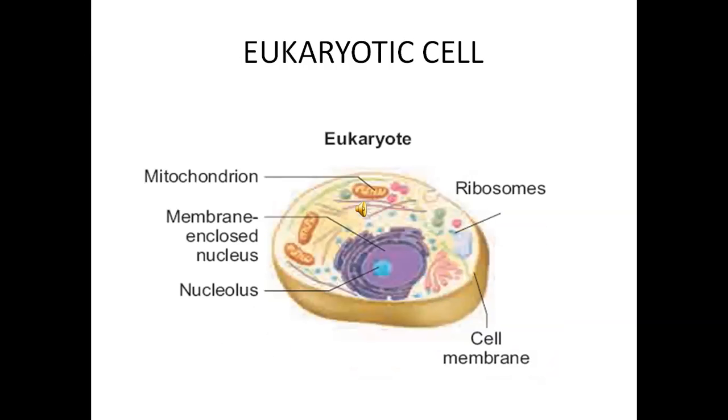Next one, eukaryotic cell. A cell which has a true nucleus is called a eukaryotic cell. It is bigger than a prokaryotic cell. Its organelles are bounded by membranes. For example, plant cells, animal cells, most of the fungi and algae cells. And the eukaryotic cell is given here. The parts of the eukaryotic cell are mitochondrion, membrane-enclosed nucleus, nucleolus, ribosomes, and cell membrane. These are the parts of the eukaryotic cell.